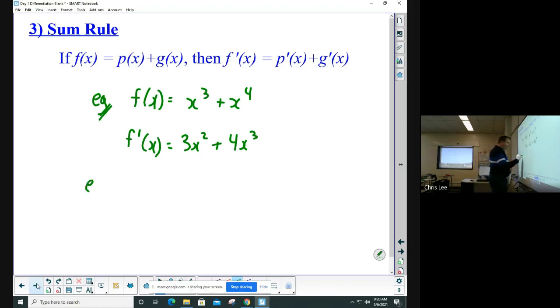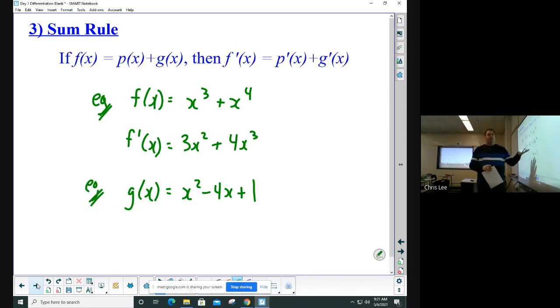I'll do a second example. I'll call this g at x, just a different letter for a different function. Doesn't matter what I call it, f or g or h or whatever. At first glance, you might not think that this is a combination of a bunch of different functions, because this looks just like a parabola, like a trinomial that we learned in grade 10. And it is, but it's actually a quadratic plus a negative line plus a constant. Okay, so let's find the derivative of this.